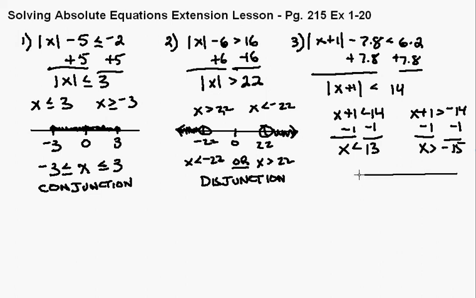Drawing the number line, here's 0, here's 13, here's negative 15. These are no equals. There's both a greater than and a less than, so open circles at these 2 points. X greater than negative 15, I'm going this direction. X less than 13, I'm going this direction. So this is a conjunction. I have x less than 13 and greater than negative 15, and this is a conjunction.